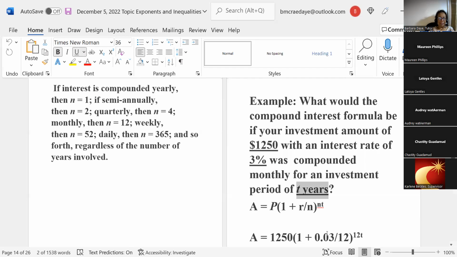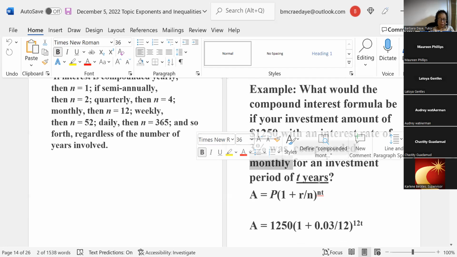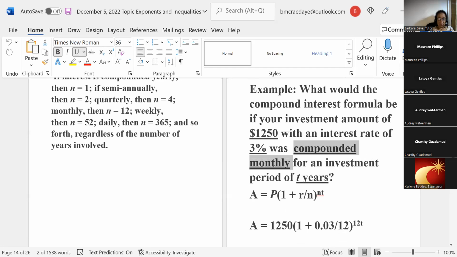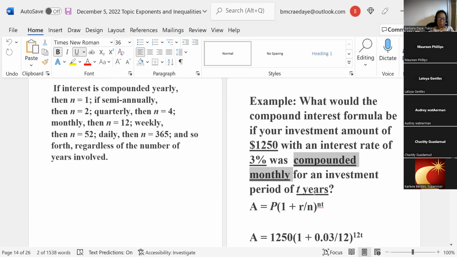Now, knowing what these mean, 1250, your investment, that's your beginning amount. 1 plus 0.03, you convert your percent to a decimal. It's compounded monthly. How many months are in a year? 12. So you see the 12 there, right? And for an investment period of T years, that's N times T. Now, what did we say N was?